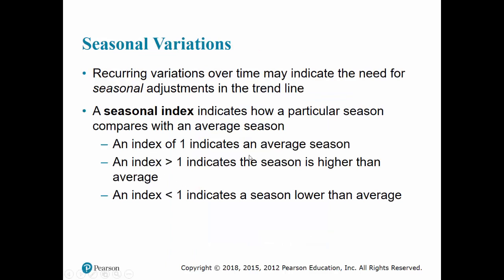then there is no difference from the average of all seasons. But if the index is greater than 1, that means it is a high season, so you are adjusting for seasonality upwards. If the index is less than 1, then it's lower than average, so you're adjusting for seasonality lower.